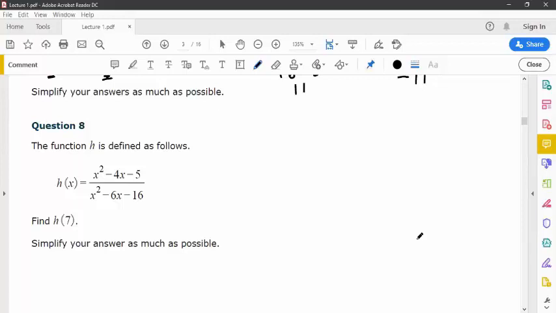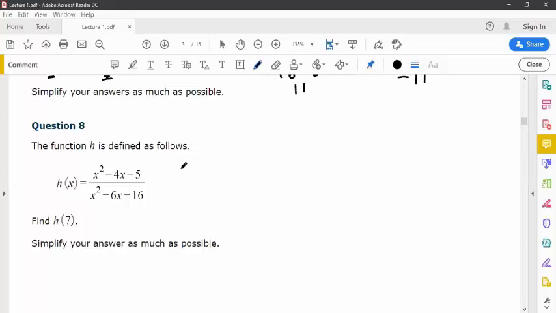In this next problem, again, we're asked to evaluate, in this case, a rational function. Just means we're dealing with fractions. And it says h of x equals x squared minus 4x minus 5 over x squared minus 6x minus 16. And it asks us to find h of 7. So again, h is the name of the function we're going to use, and we're going to replace the variable, in this case, x, with 7.